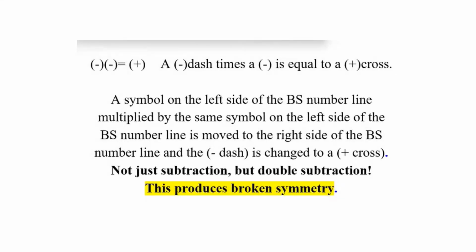A dash times a dash is equal to a cross. A symbol on the left side of the BS number line multiplied by the same symbol on the left side of the BS number line is moved to the right side of the BS number line, and the dash is changed to a cross. Not just subtraction, but double subtraction. This produces broken symmetry.